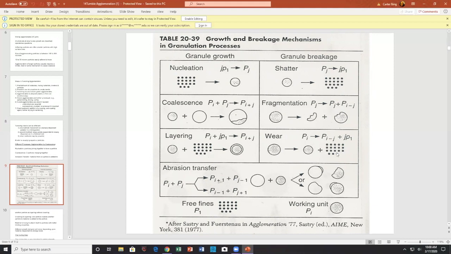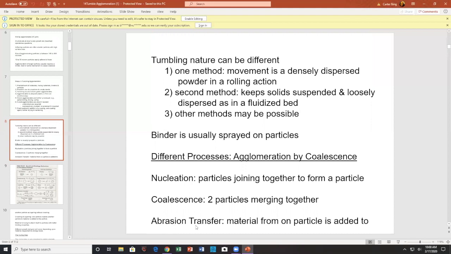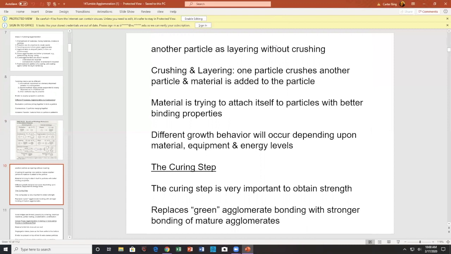Then you can also have abrasion transfer where you have two particles that collide and part of one goes to the other. The separated dots represent free fines. So if we go up here, we have nucleation, coalescence, and abrasion transfer. Abrasion transfer, layering without crushing. Crushing and layering, one particle crushes into another particle and the material is added to the particle. Material is trying to attach itself to particles with better binding properties. So different growth behavior will occur depending upon the material and the equipment.